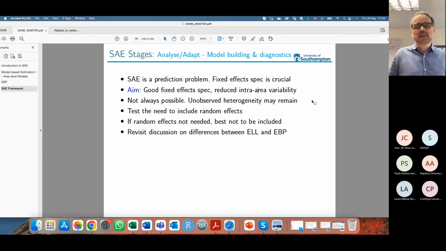And remember that this is important when we discuss the differences between the ELL and the EBP method. Remember that the ELL does not condition on the sample data, the EBP conditions on the sample data, and if you see the form of the predictor that you use, one has the estimated predictor using your sample data, that's the EBP, whereas the ELL does not include that as part of the prediction.